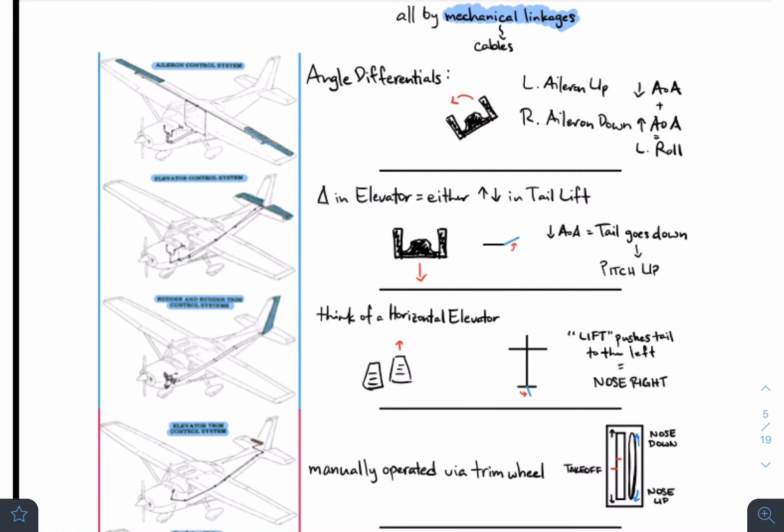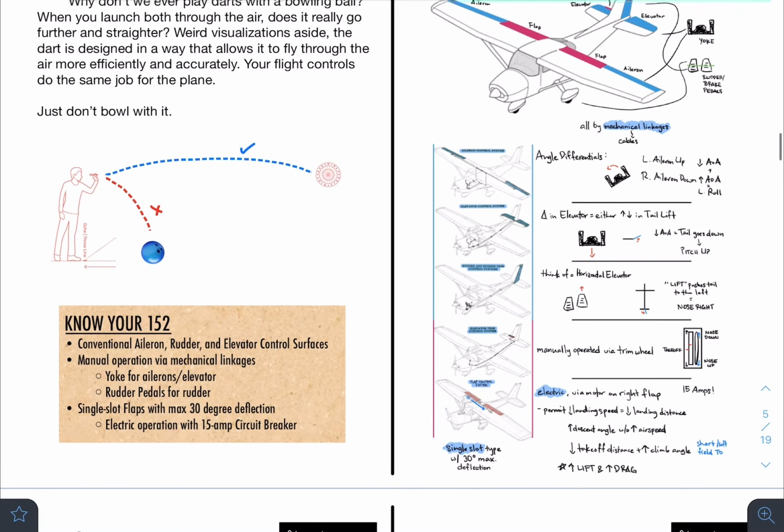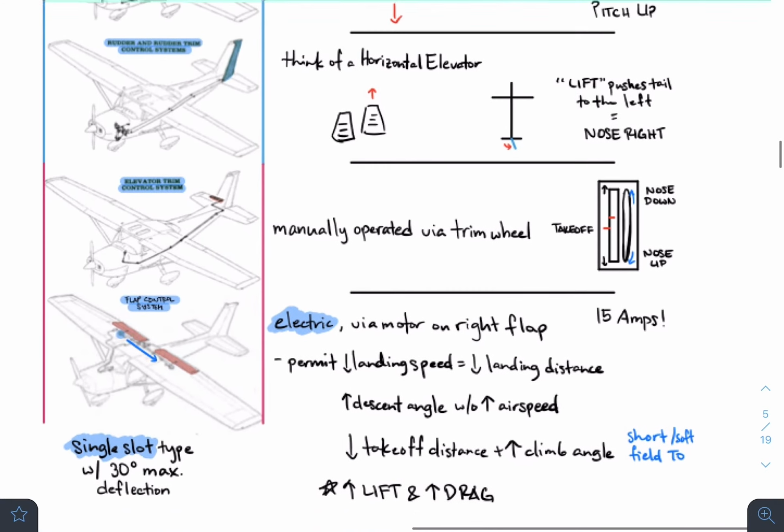Okay, so you have the rudder moving over here. What that does, since we're talking about the lift, is that it generally allows the tail to move over to the left. And thinking about what it does to the rest of the plane, if this part moves over to the left, the nose would then move right, or it's going to rotate to the right. Okay, so that's how the rudder works.